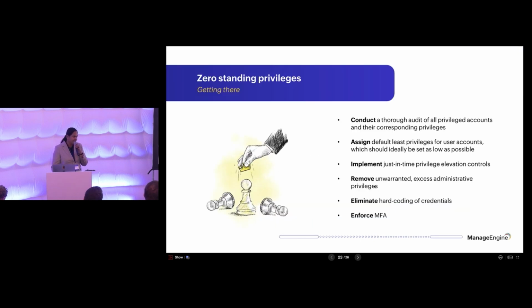So to summarize everything that I've said now, you need to start looking at zero standing privileges as one of your security goals, right? And in order to implement zero standing privileges in your environment, you need to start here, where you need to conduct a thorough audit of your environment. You need to see if you have any stale accounts, if you have any disabled accounts, if you have any orphaned accounts. So you need to ensure that the accounts are cleaned up and new are also assigned to these accounts.